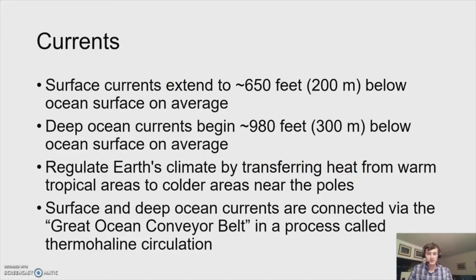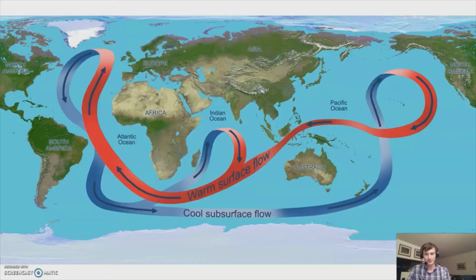These surface and deeper currents are connected by what's called the Great Ocean Conveyor Belt, a process called thermohaline circulation. So thermo means temperature. Haline means, in this case, salt. So we have temperature, salt, circulation. Those are the two biggest factors we're talking about here.